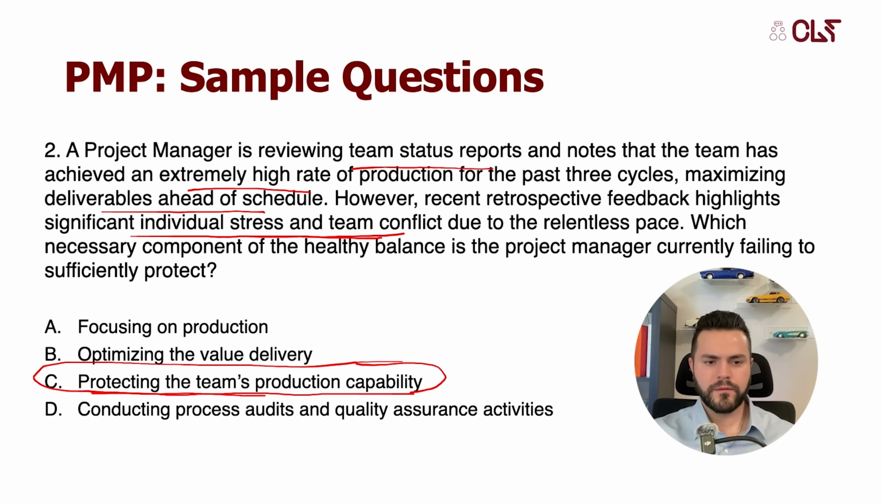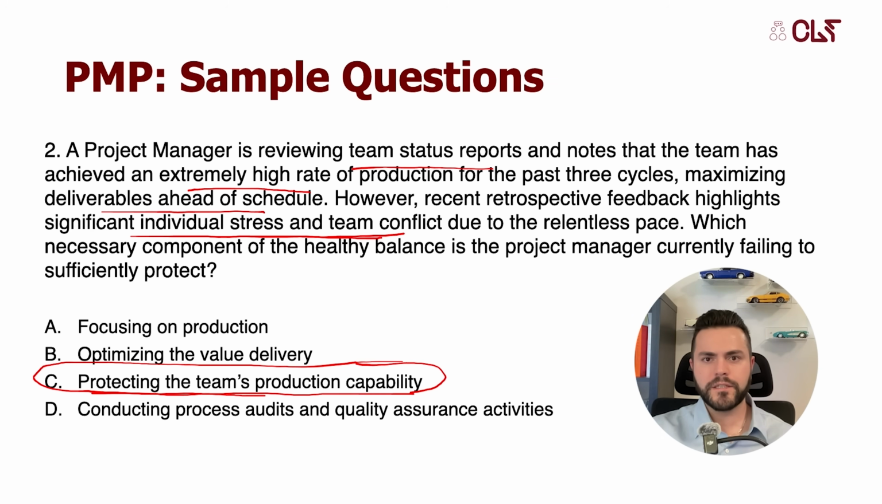Let me just mark it well. Okay. The healthy balance, according to, again, the chapter in the PMBOK 7th edition, requires project team attention to be split between 2 areas: focusing on production, maximizing value delivered, and protecting the team's production capability, which is about the project team's health and satisfaction.